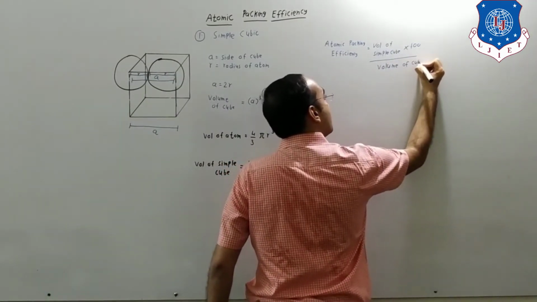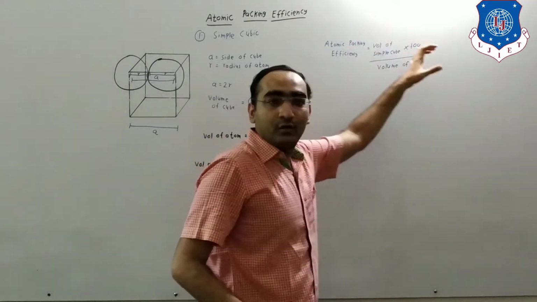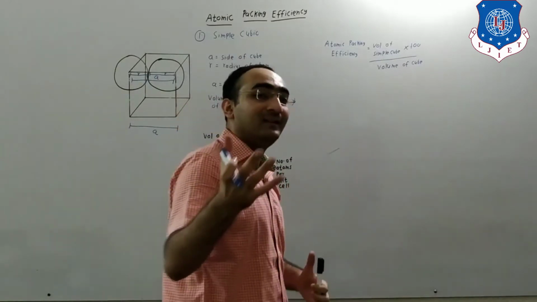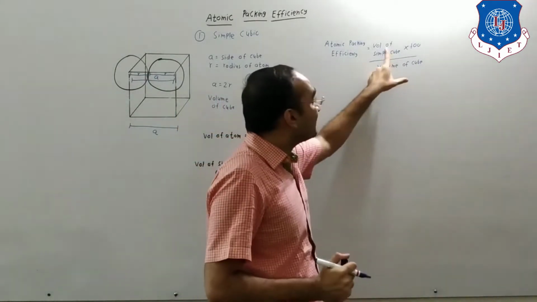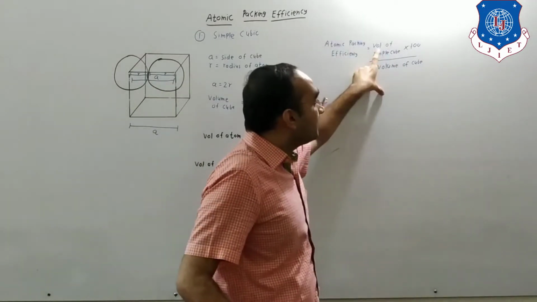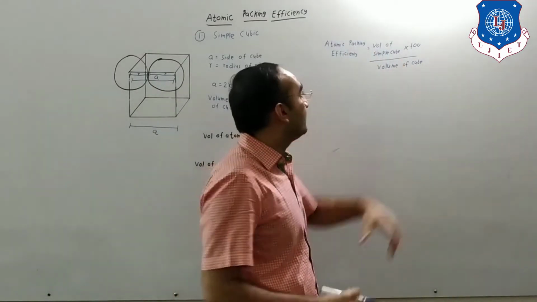Volume of cube. Because the simple cubic atoms are fixed in the cube, we have to find out the packing efficiency. That means how many simple cubic atoms are arranged in the whole cube. So, simple cubic volume divided by volume of cube, multiplied by 100.